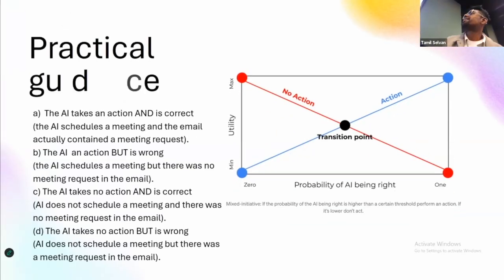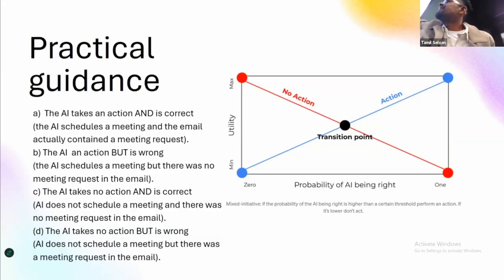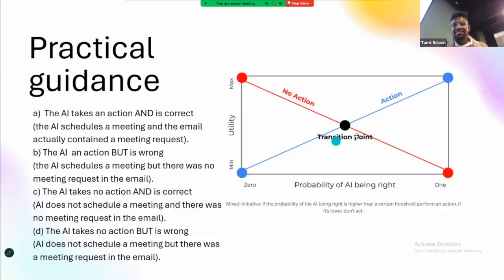So I always follow this particular guideline: what is the utility of AI and the probability of AI being right? This transition point, based on the model's experience, can change everywhere. We have to understand when AI has a certain probability of being right, and when to take action. If your model's accuracy is pretty low, it's better to take no action than wrong action.